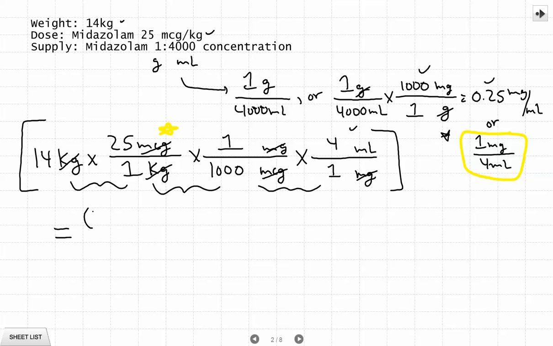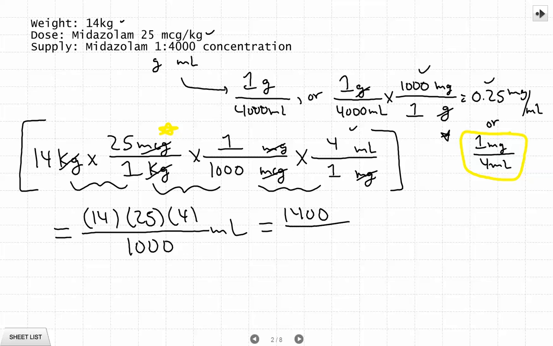So what do I have? In my numerator, I have a factor of 14, a factor of 25, and a factor of 4. And in my denominator, the only factor I have here is 1,000, and that's milliliters. So when we do the multiplication, 14 times 25 times 4 gives us 1,400. Our denominator is 1,000. And when we take 1,400 and divide it by 1,000, we come out with 1.4 milliliters. So that's the answer. That is a single dose of drug to give to this patient using that information.